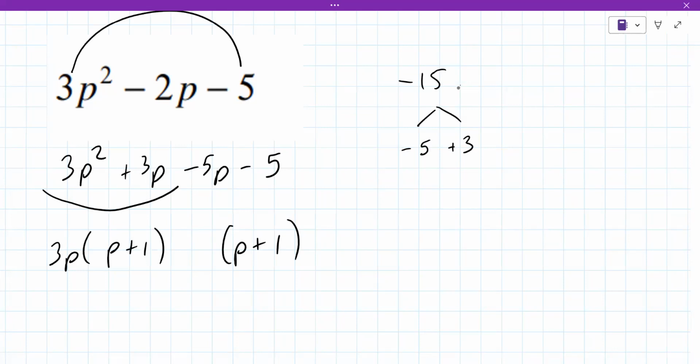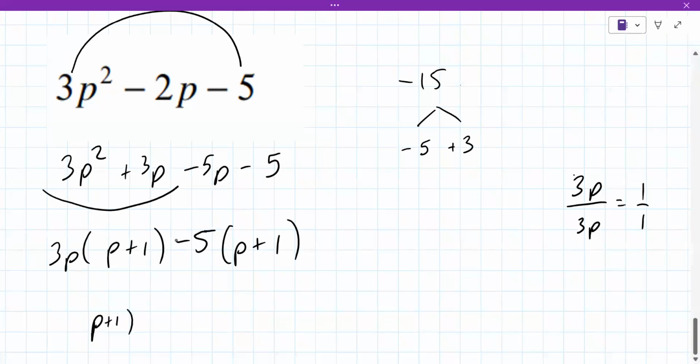Oh, okay. Because it's just like the fraction, it's even on both. If it's the same on the top and the bottom, right? 3p over 3p is 1 over 1. Okay, that makes sense. All right. Okay, so the last step here is it's p plus 1 times 3p minus 5.